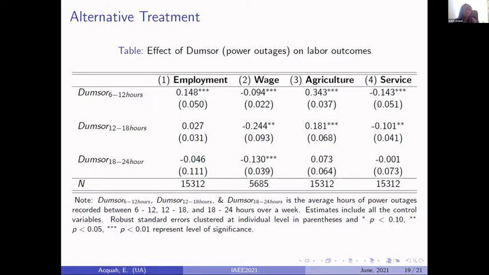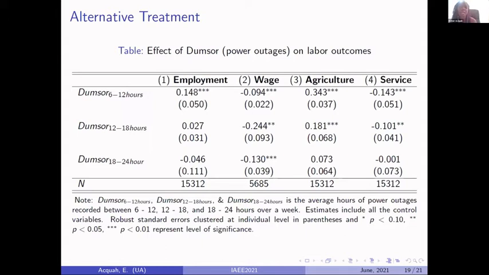Basically, in Ghana, we have what is popularly known as dumsor, that is power outages, which is power going off and coming back and all that. We've had several phases of it. And so I try to see when power goes off for about 6 to 12 hours, how does this play? How does this affect employment and then the shift in employment as well as wages? We see that for between 6 to 12 hours, there is an increase in employment of about 14 percentage points. But then in terms of wages, there is a decrease of about 0.9.